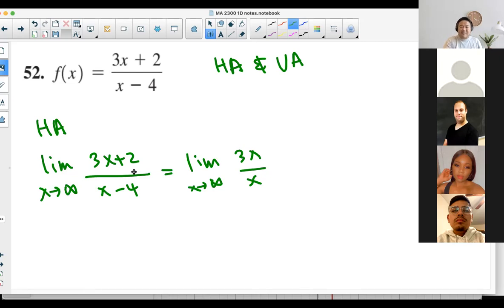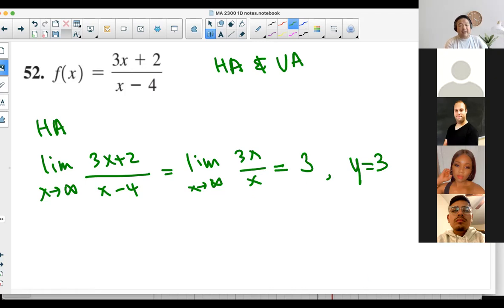Imagine you won the lottery somehow, and you end up having $1 billion, not even million, billion, and then somebody says, hey, I'm gonna give you $2 more, or hey, I'm gonna subtract $4. It's so insignificant compared to 1 billion, right? So we can approximate this in this way. When you look at it, we have 3x over x, a 3 to 1 ratio. So this simplifies into simply 3. That tells us that y equals 3 is our horizontal asymptote.